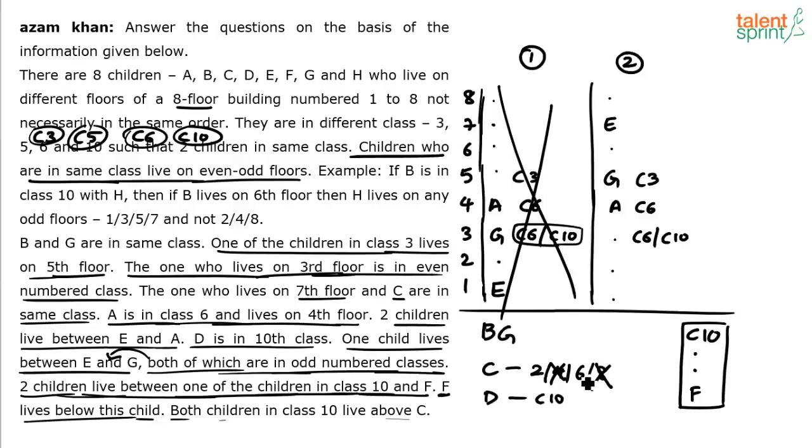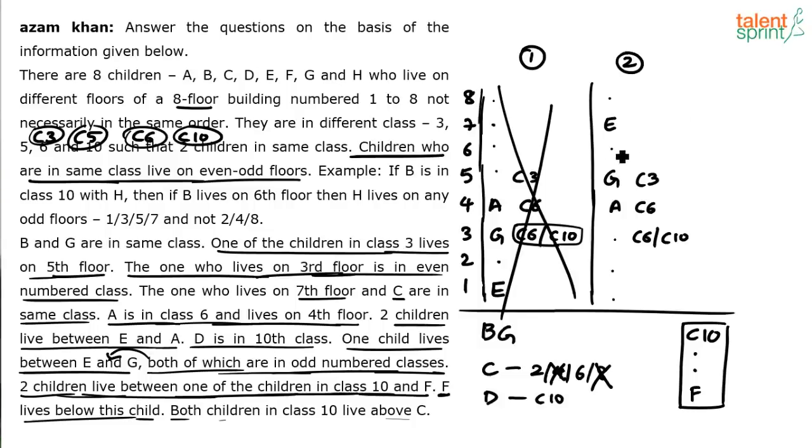C can be 2nd floor or 6th floor. Yes or no? So those two possibilities can be considered. But then let's wait. Before considering, you are able to follow. C is 2nd floor or 6th floor. So I can take C on 2nd floor in one case, on 6th floor in the other case.